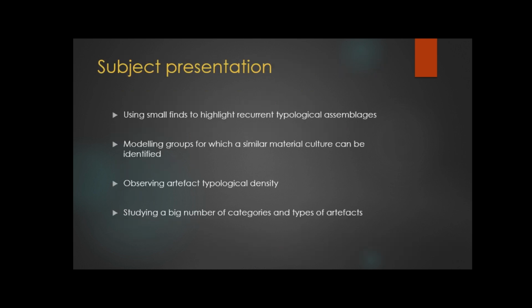So, my PhD aims to model groups for which similar material culture can be identified in Eastern Gaul between the 3rd century BC and the 4th century AD through the study of small finds. It is about using artifacts to determine recurrent typological assemblages and to observe the distribution of the density of these assemblages to determine these groups.